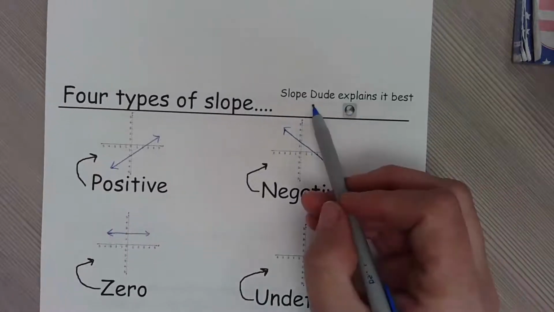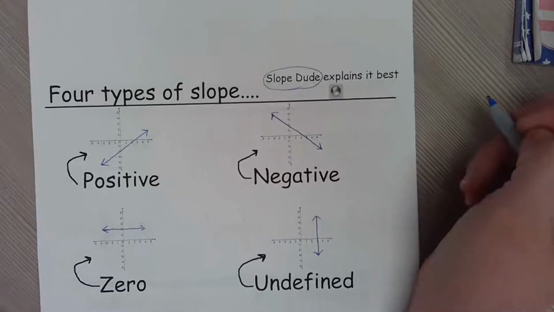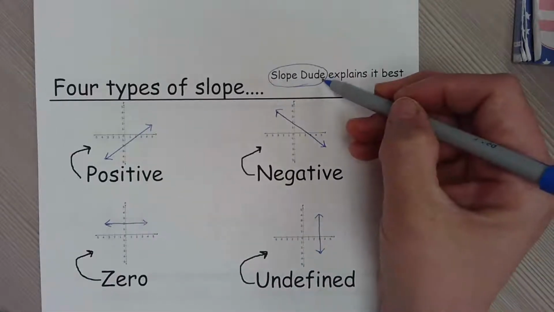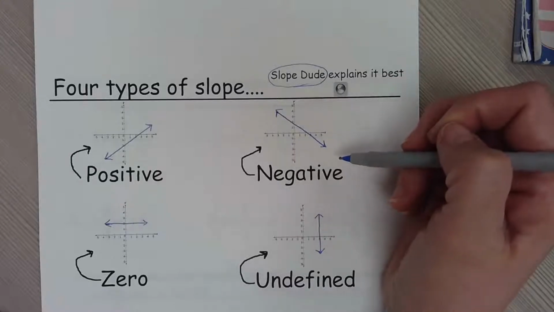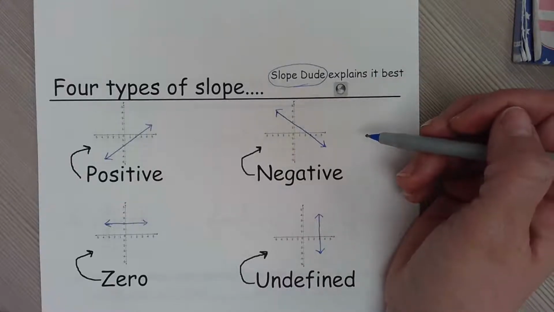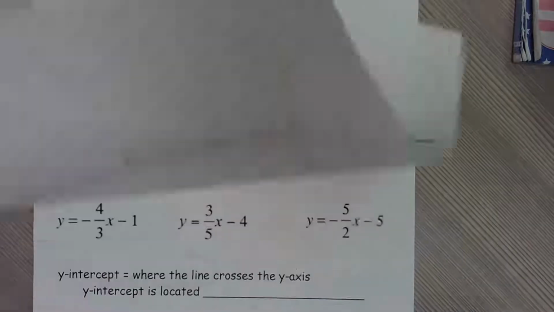There is a video called Slope Dude. So if you are not in the classroom and you're watching this yourself, you can open another tab for YouTube and just type in Slope Dude. It's kind of a corny video, but for some reason, people remember the difference because of Slope Dude of positive, negative, and 0 and undefined.